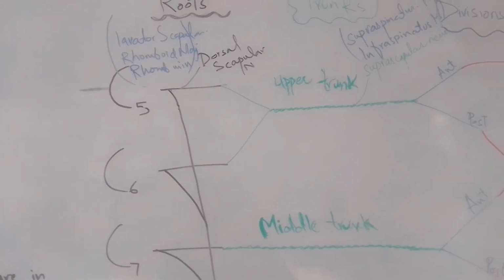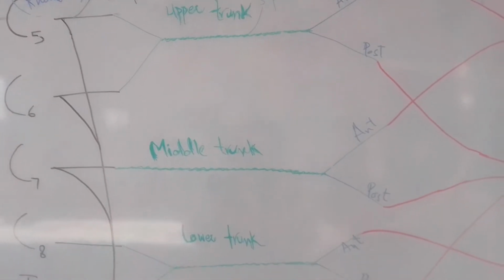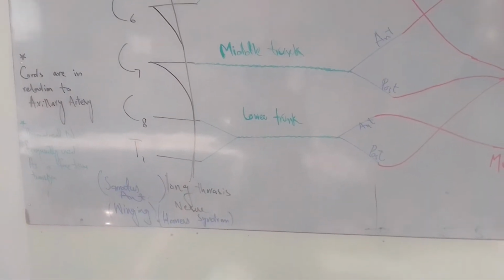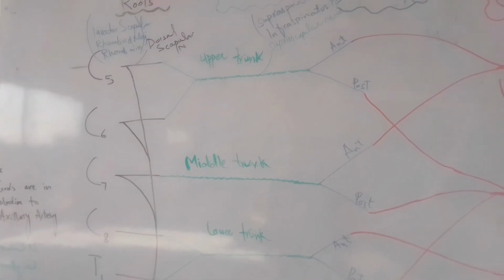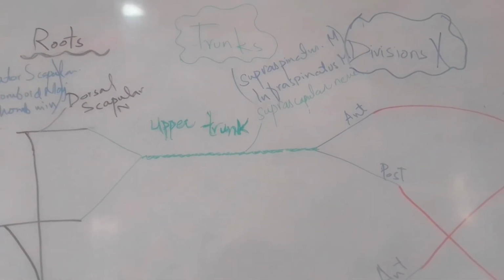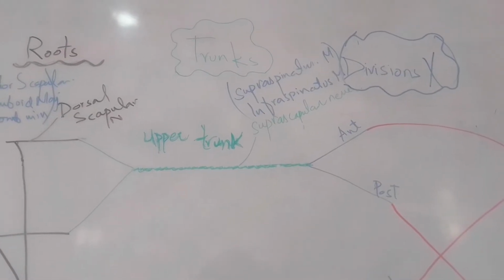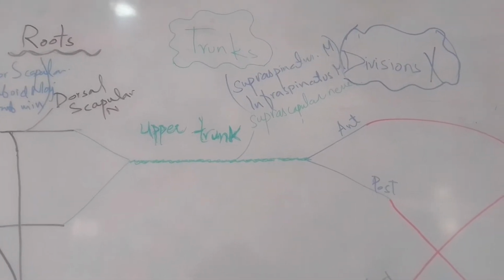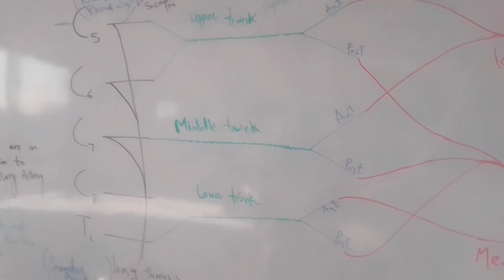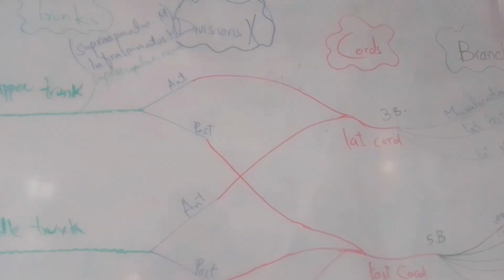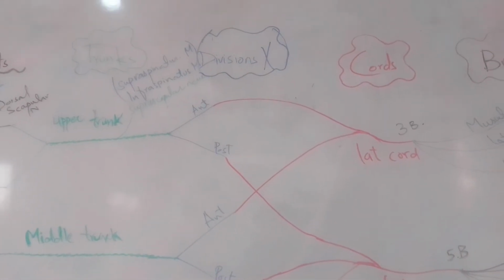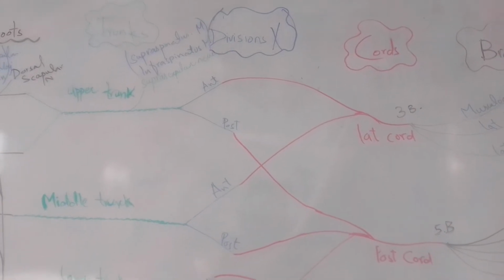One nerve originates from the upper trunk, that is the subscapular nerve. Upper trunk gives a suprascapular nerve that supplies the supraspinatus muscle and infraspinatus muscle. There is no nerve originating from the middle trunk and the lower trunk. Then these trunks divide into anterior and posterior divisions, and no nerve originates from these divisions.